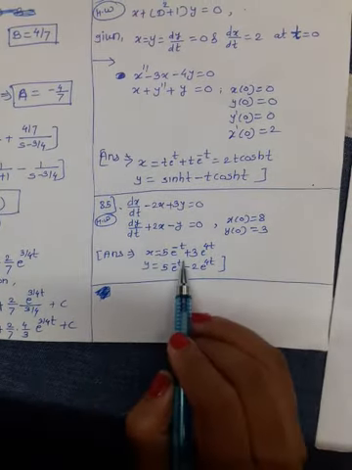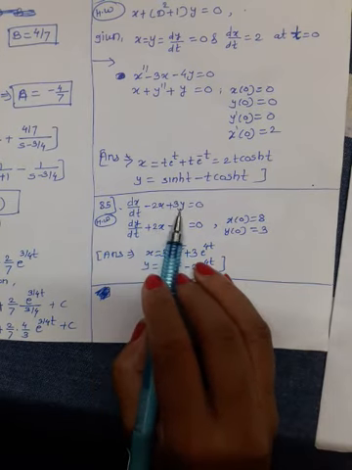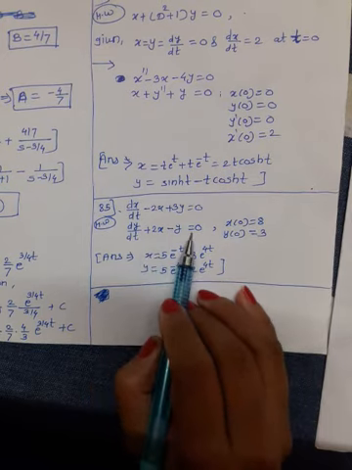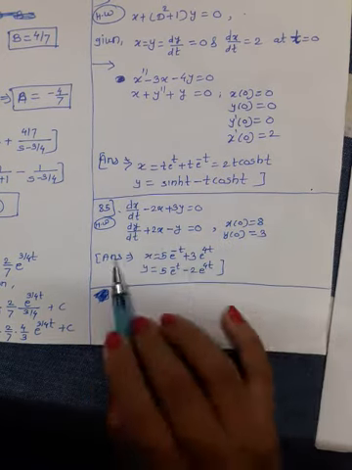Now next, this is also one homework for you. Dx by dt minus 2x plus 3y is equal to 0 and dy by dt plus 2x minus y is equal to 0. These are the initial conditions. The answer is this.